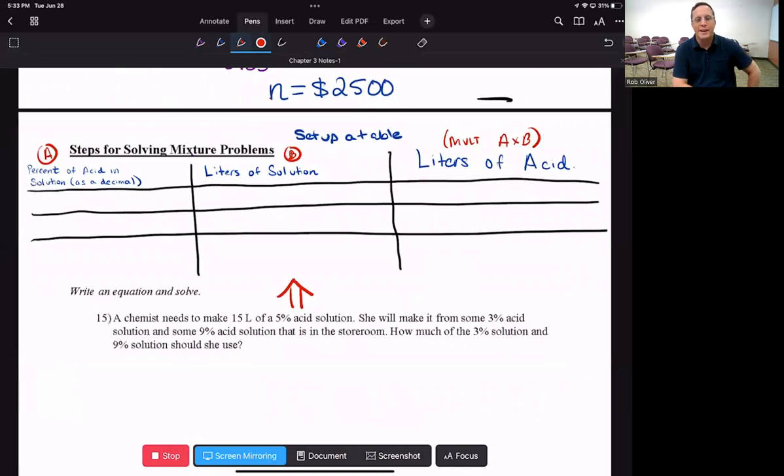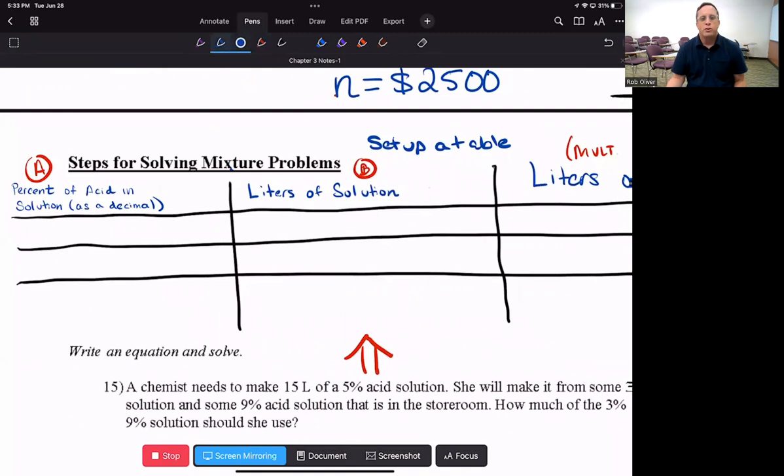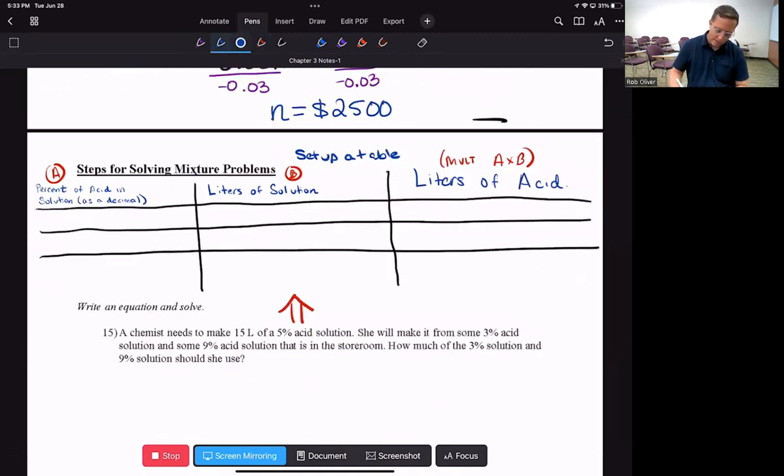So on this first example right here, a chemist needs to make 15 liters of a 5% acid solution. She will make it from different parts: a 3% acid solution and some 9% acid solution. How much of the 3% solution and the 9% solution should she use? So we're going to figure this out and put all these numbers in. We've got 3%, so 0.03 right there, and on the other one, we have 9%.